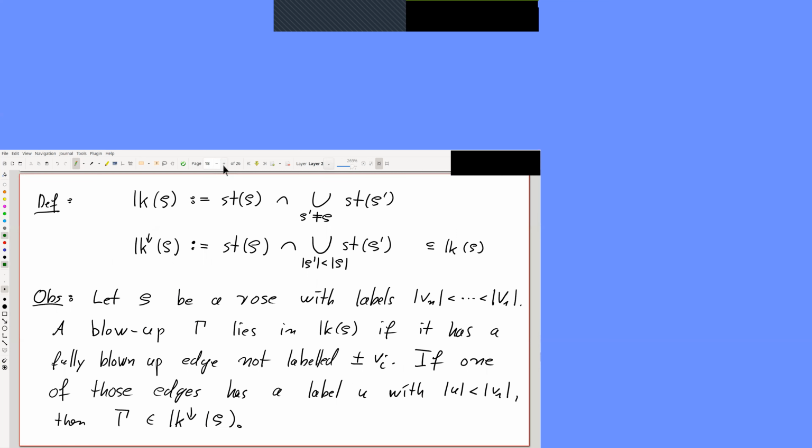And now we can define what the link and what the star is. So the star is already defined, and the link of a rose is the intersection of the star with the stars of all the other roses. So that is the part of the link from where you can get to another rose by blowing down edges. So in order to get to another rose, what do you have to do? Well, you have to blow up some edges.